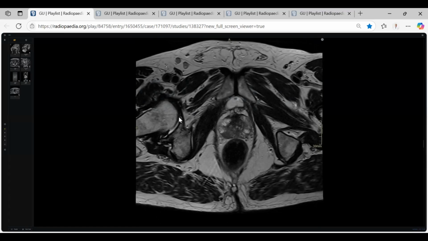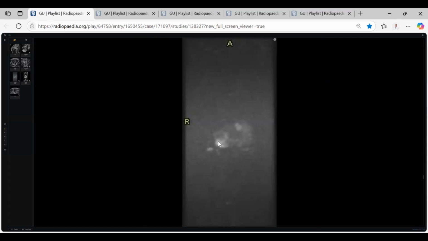So this is normal, but what happened here, doctor? There is a focus of hypointensity. So what's your diagnosis for this hypointensity? See the prostate, this is diffusion. What happened here? The result is elevated PSA. So there are some foci of restricted diffusion in the peripheral zone, which could be or are likely to be prostatic carcinoma.